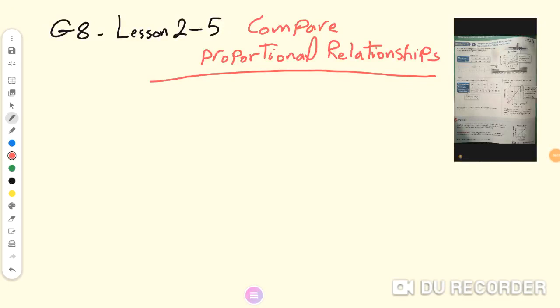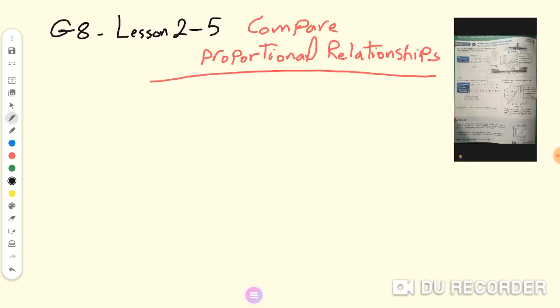Today we are going to explain lesson number 25, topic 2, lesson 5, which talks about comparing proportional relationships. Actually, it's a small revision. I'll give a small revision about what we studied before about the proportional relation.